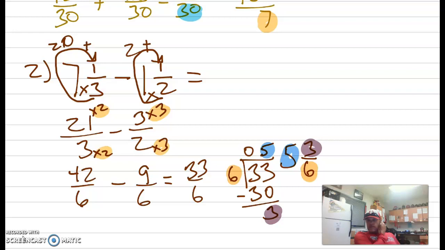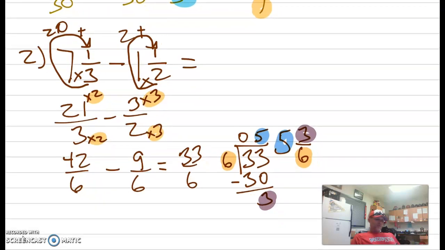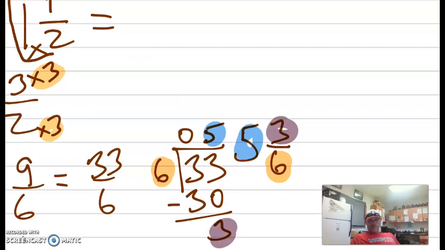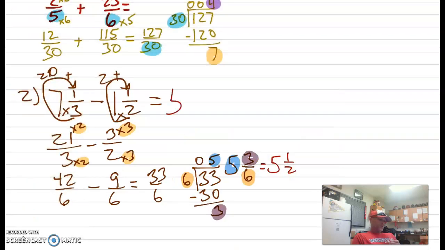33 divided by 6, you should have gotten 5 with a remainder of 3. Denominator stays at 6. So your whole number is 5 whole times with 3 left over. If we just look at 3/6, 5 and 3/6, isn't 3 half of 6? 3/6 is the same thing as half. So really this is just 5 1/2. So that is your answer up here.